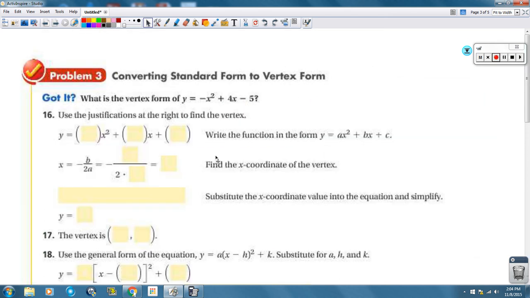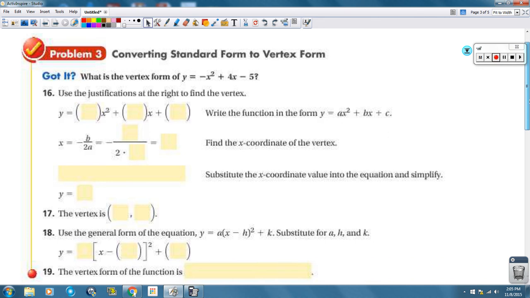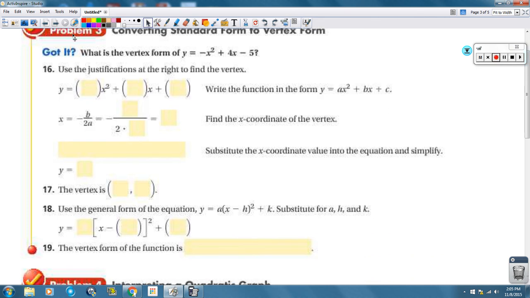Okay. So we want to do the same thing here. So we're going to write this in the right form, and we're going to do everything that we need to do. So first thing we're going to do is identify basically A, B, and C. Because this is already in the form, and that's the form you write it in if you don't know it. -1, 4, and then -5.